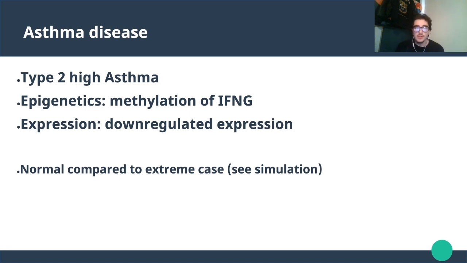And then for the connection to the epigenetics, it will look at the methylation of the IFN gamma gene, which is responsible for creating interferon gamma, which is important for the regulation of the asthma mechanism. And if this is not well regulated, then asthma symptoms will occur. So its methylation and its downregulated expression will lead to worse asthma symptoms. And there will be a comparison between the normal and the extreme case in the following simulations.